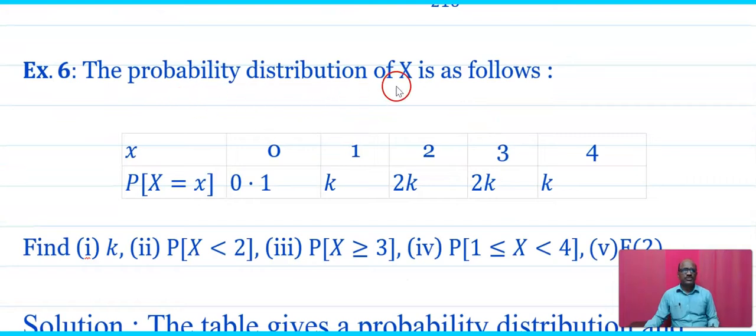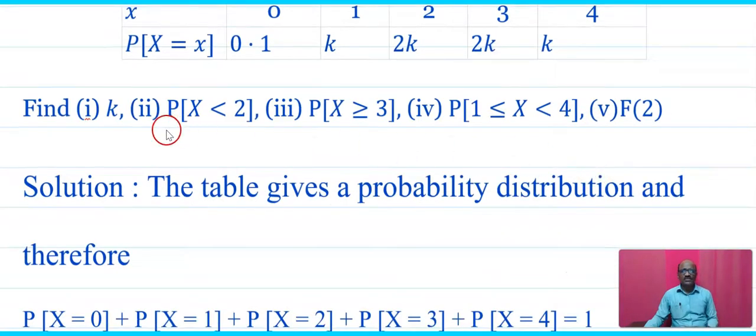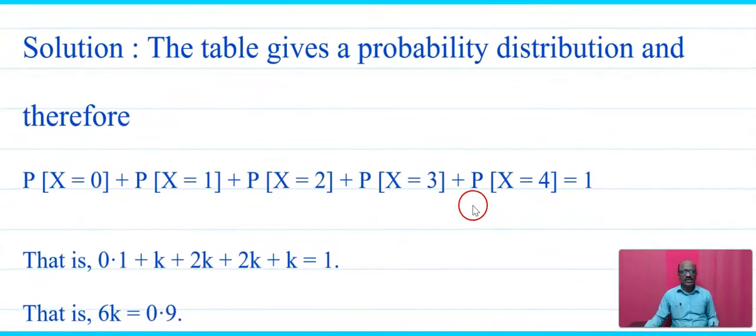The probability distribution of X is as follows. The next problem. What is the probability distribution? The value of X is 0 with probability 0.1, 1 is K, 2 is 2K, 3 is 2K, and 4 is K. First find the value of K. The table gives the probability distribution, and therefore the sum of all the probabilities equals 1.